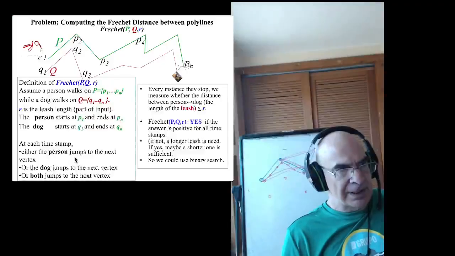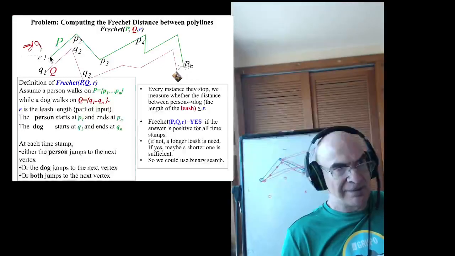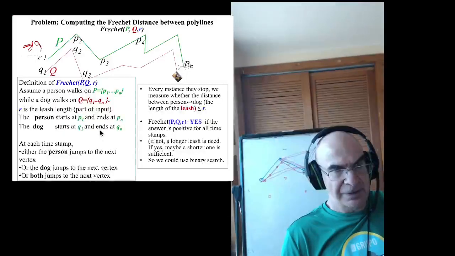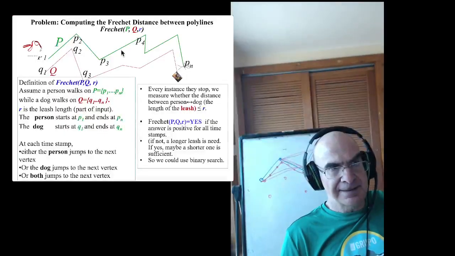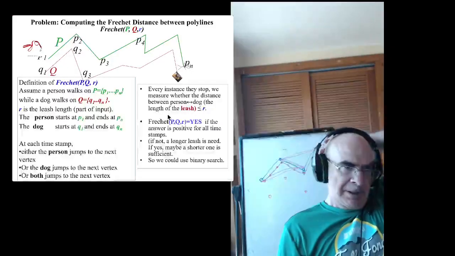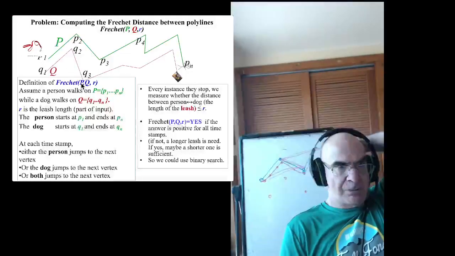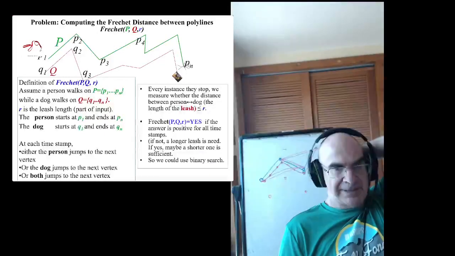It's all synchronized, and at each timestamp, it's possible that only the person jumps from one vertex to the next, or only the dog jumps from one vertex to the next, or at the same timestamp they both jump from one vertex to the next. The algorithm will answer yes if there is any such schedule of move, wait, move, wait, move, wait, for which the distance between them when they are resting is not more than R, the target length of the leash.